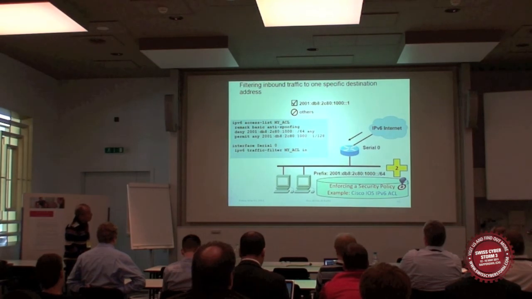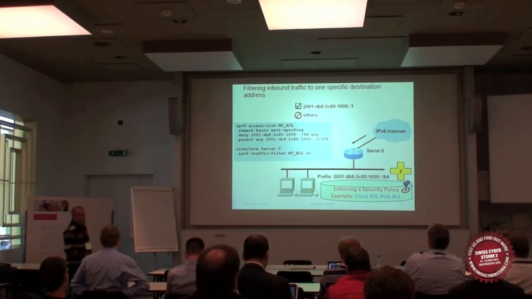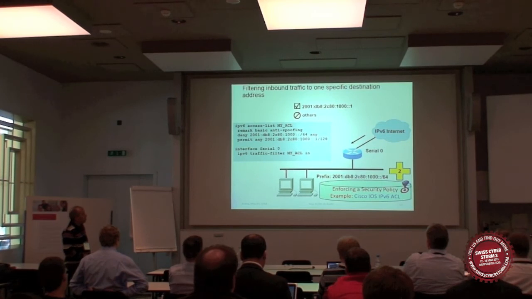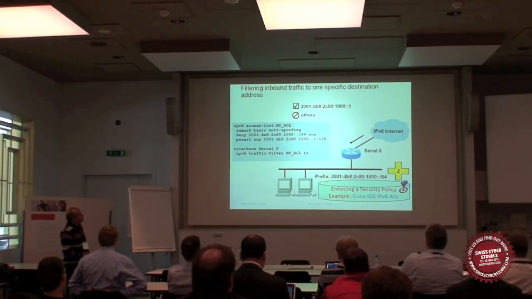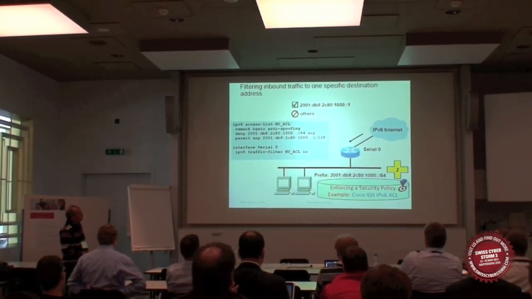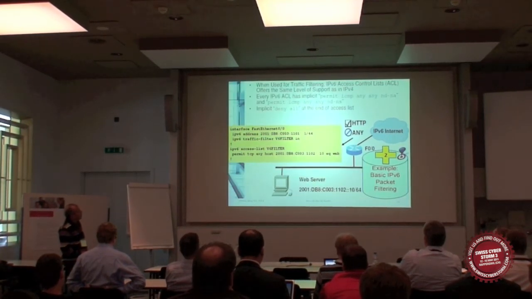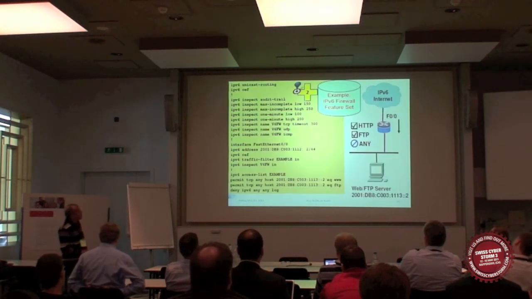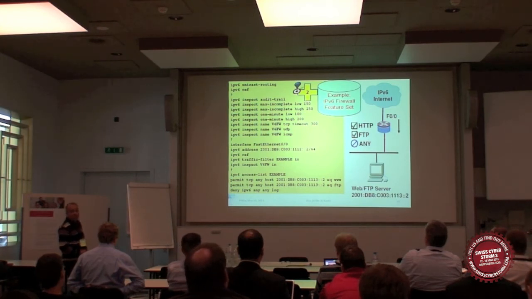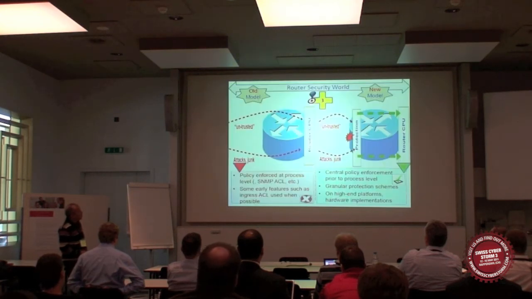This is an example of enforcing a security policy using a Cisco IOS command. You will see here, for example, we block this and we allow this only. Another example, basic IPv6 filtering, packet filtering. I will pass over it quickly because I'm running out of time. Another example for firewall features. If you use IOS commands, you will need to practice this.